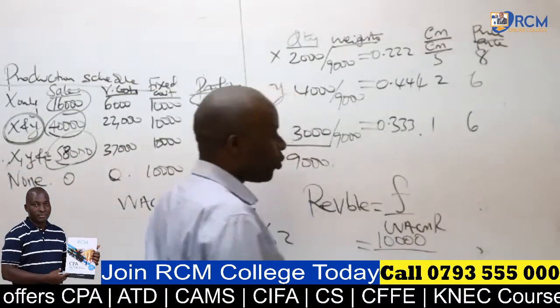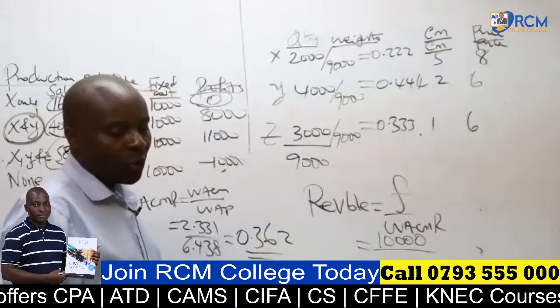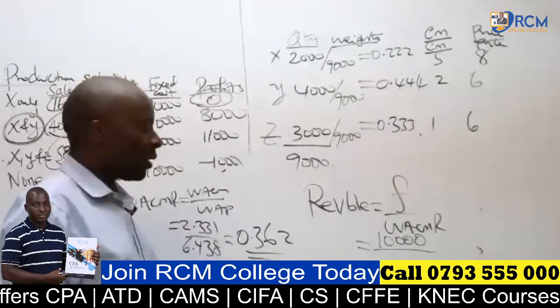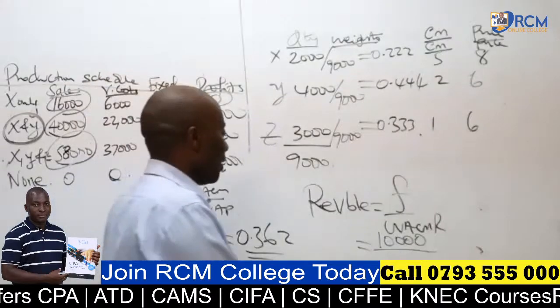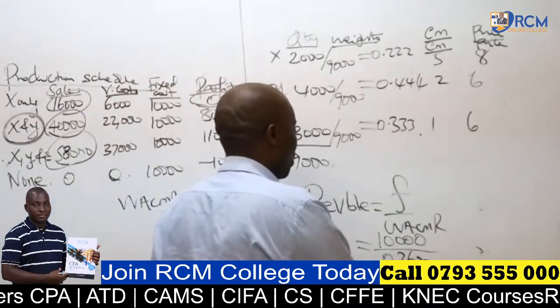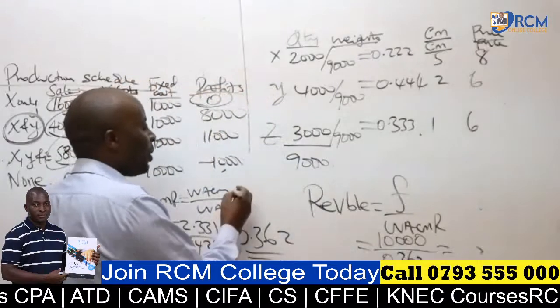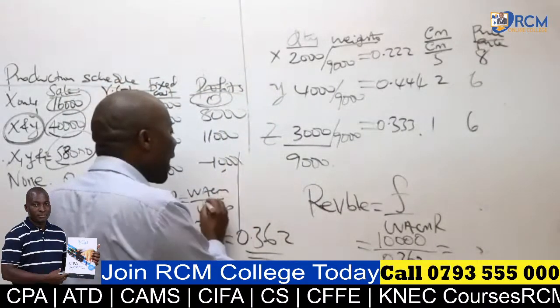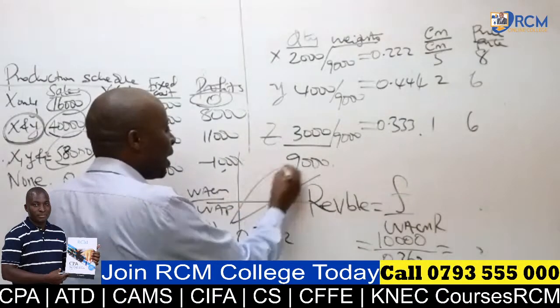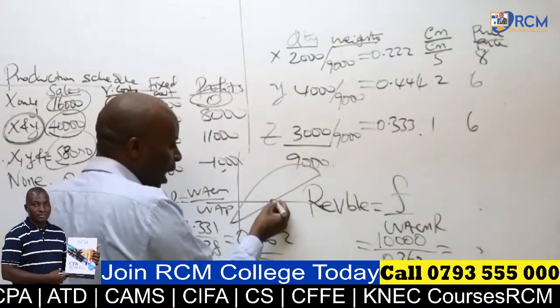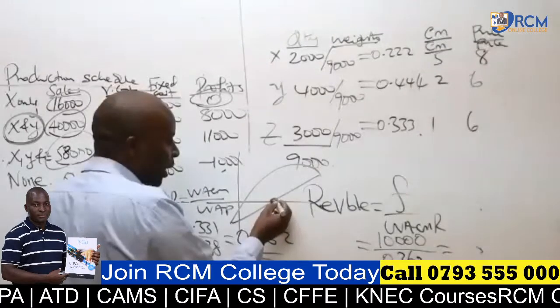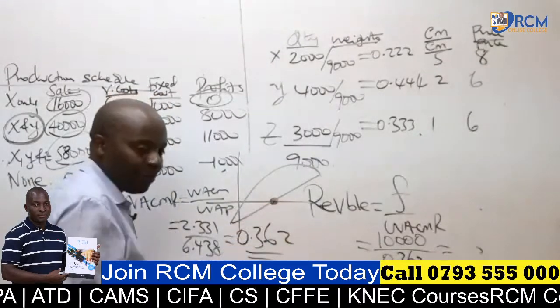So how about Wacomri? Already we have it here. It is 0.362. So if you do it that way, then you should be able to get the revenue break even, which should coincide always with your straight line here.